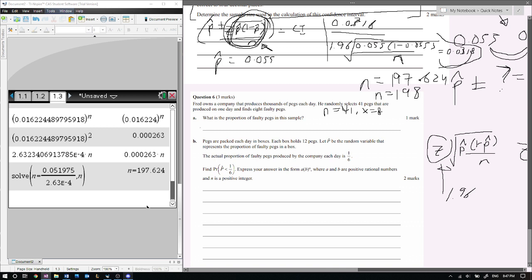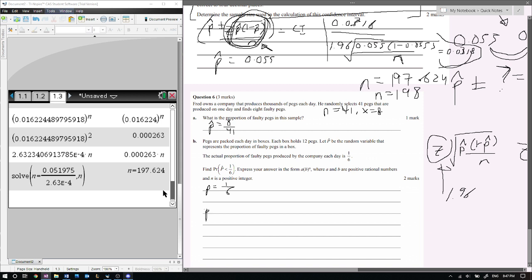Instantly we can see that the proportion is equal to 8 over 41, from our formula and also just from conceptual understanding: what's the proportion of faulty pegs? You have 8 and 41, so it's 8 over 41. Pegs are packed each day in boxes, so the population proportion is 1 over 6, and each box holds 12 pegs. Let p hat be the random variable that represents the proportion of faulty pegs in a box.